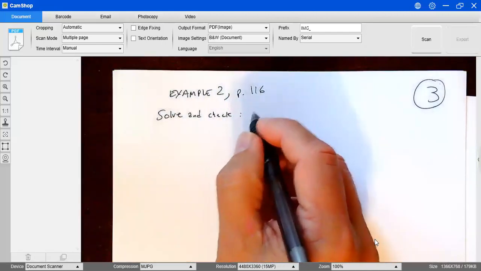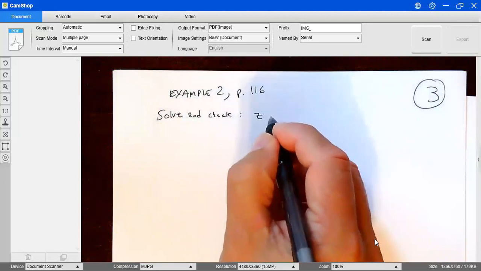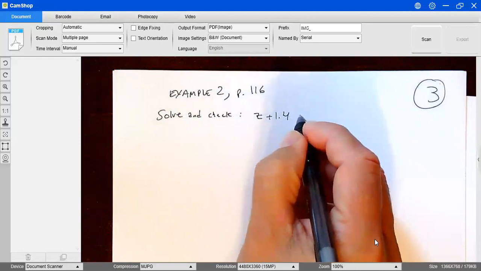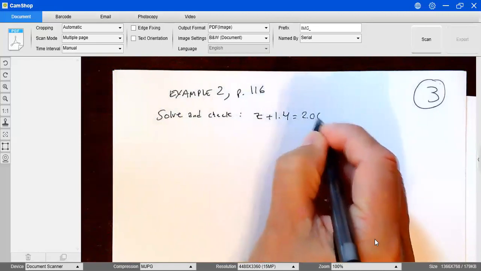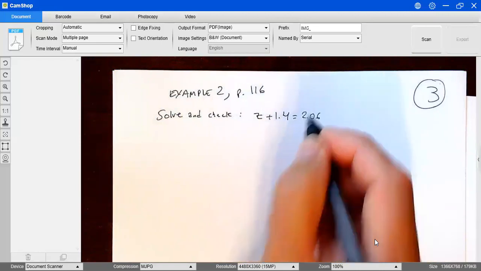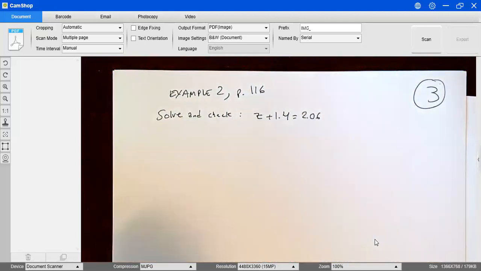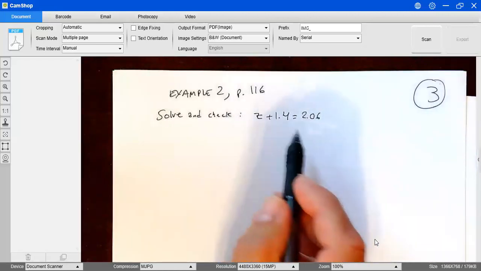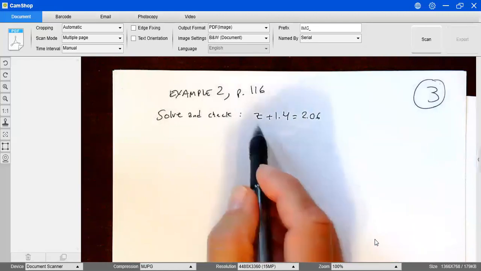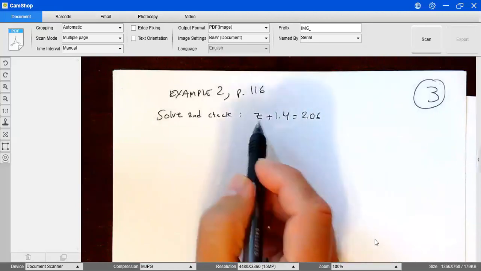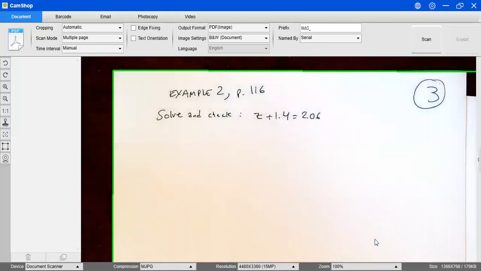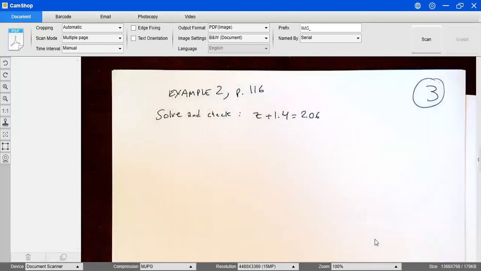So we have now z plus 1.4 equals 2.06. Be careful with your handwriting. Sometimes we don't pay a lot of attention to that, and we can make mistakes because we can mistake variables for numbers. For example, if you don't write your z correctly, at some point you might think that this is the number 7, and then you miss the variable.